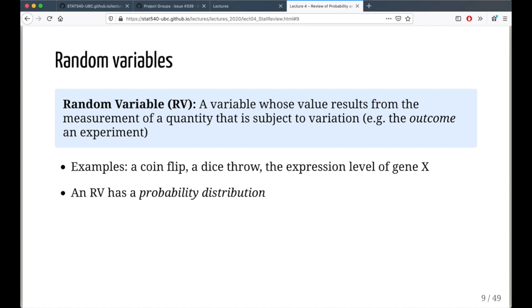A random variable is a variable that results from the measurement of a quantity that is subject to random variation. For example, this could be the outcome of an experiment. Other examples of particular experiments would be a simple coin flip or a dice throw, or even the expression level of a particular gene X. And an important property of random variables is that they have a probability distribution.